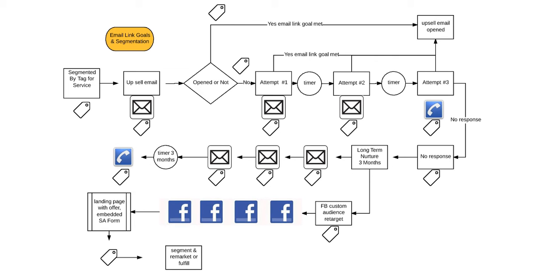Hey, Mike Callahan here with a quick example of how to use email link goals to segment your customer list for a targeted upsell of ancillary services that have a higher profit margin value. The example here is going to be for the lawn care industry, for lawn mowing.